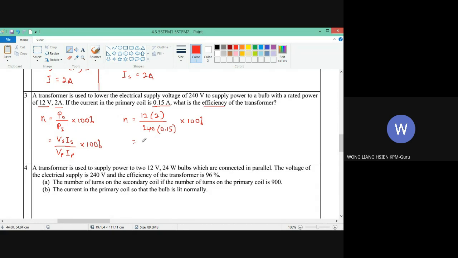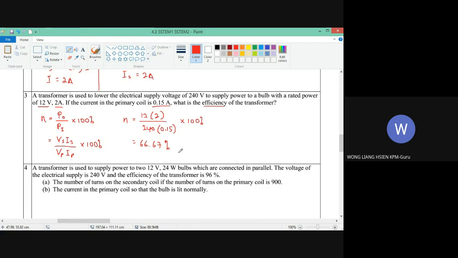We get 66.67% efficiency. Actually, this is very bad. 66.67% for a transformer is actually super bad. If your company makes this kind of transformer, I think nobody wants to buy. Nobody wants to use your transformer because this is very terrible.